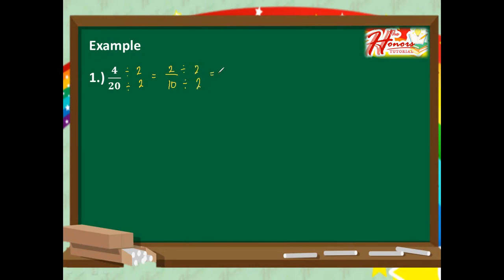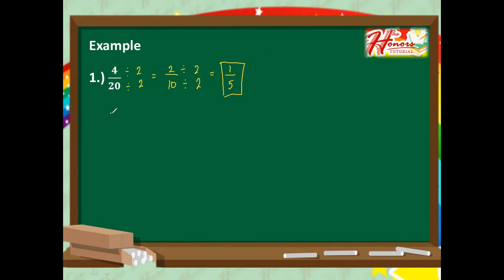So 2 divided by 2, that's 1. 10 divided by 2, that's 5. So is this the final answer? Is 1 over 5 the final answer? Yes, it is. Because the numerator and denominator cannot be simplified anymore, there's no number that can divide your numerator and denominator at the same time without remainder. So that's why it is the final answer.